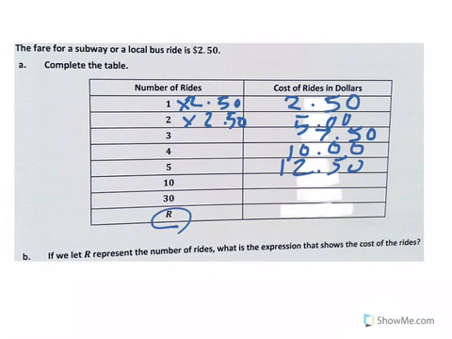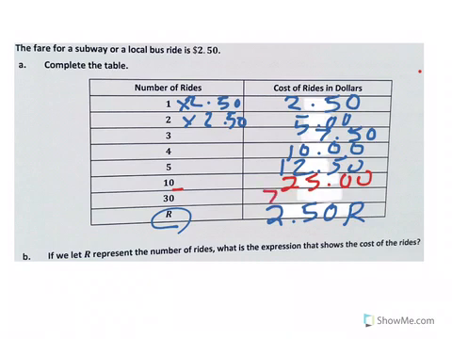So ultimately we have the number of rides as R. We know that our expression is going to be R times $2.50. We would have to write that as 2.50R because you always put the number first. I'm going to run out of time if I solve all these, but I'm going to show you that 10 times $2.50 would obviously be $25, because you'd be moving the decimal one time.